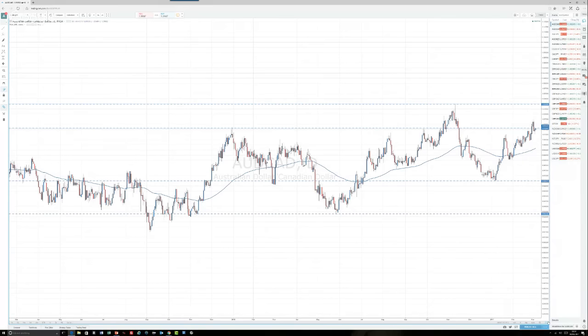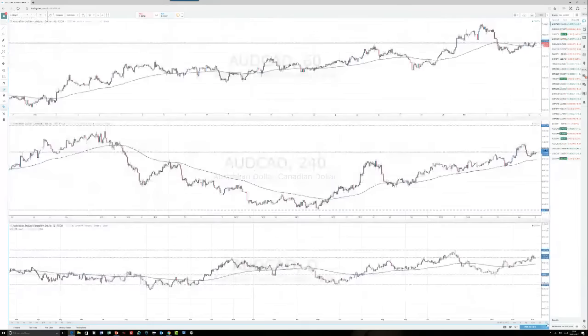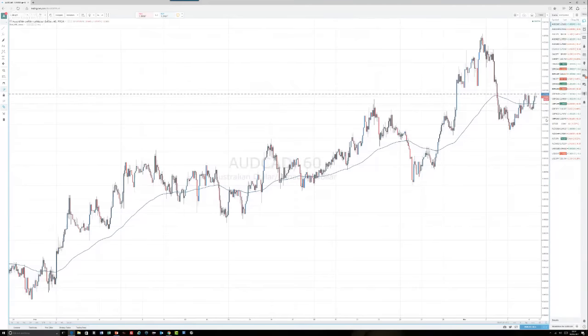So the price is now beneath this level right now. From that perspective, I would actually say that we're relatively bearish on this pair. So then we need to look for some sort of an entry. And how do we do that?